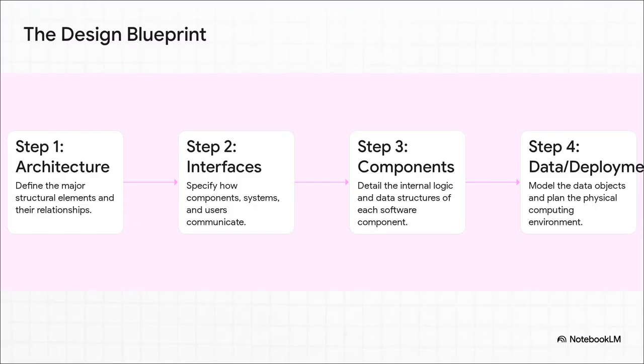Thinking like an architect means you design in layers, right? You go from the really big picture down to the tiniest details. So you start with the overall architecture, the main structural plan. Then you define all the interfaces, which is just deciding how every single part is going to talk to every other part. Only then do you dive into each component to spec out its internal logic. And finally, you plan the data structures and the deployment environment where this whole thing is going to live.